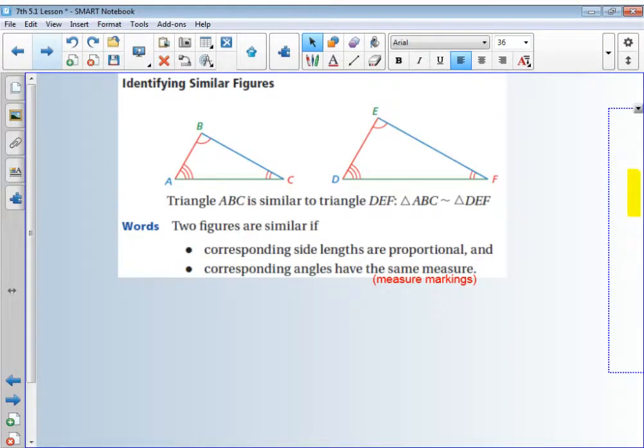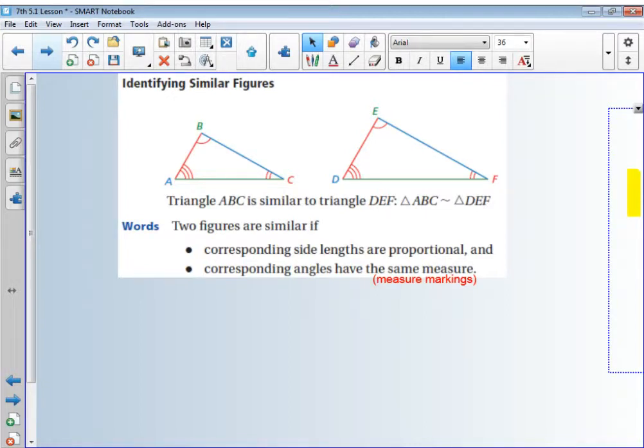Okay, the other thing that we're working with is just being able to identify. So in the previous examples, they were telling us that they were similar and asking us to find those corresponding sides and those corresponding angles. So we're going to discuss one more time corresponding.